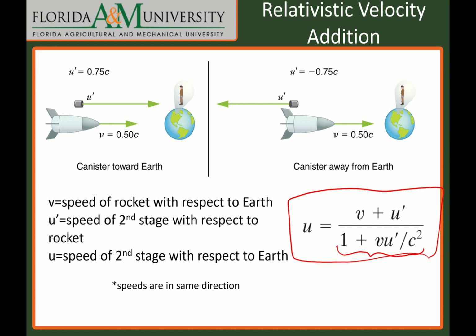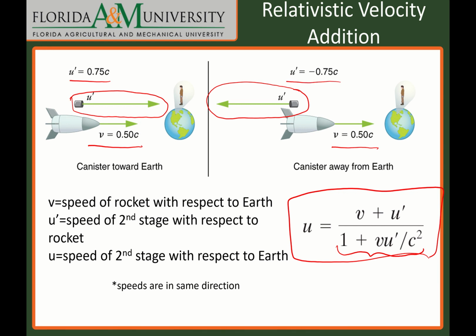Okay, so we need to give these things symbols. So the speed at which the object is moving, that's our v. The speed at which the moving object fires the second object, that is the u prime. And you can see in the two examples, in one, the u prime moves in the same direction as v. In the other, it moves in the opposite direction as v. And so if it's moving the opposite direction, we put a sign of minus. So u prime is negative 0.75 c.